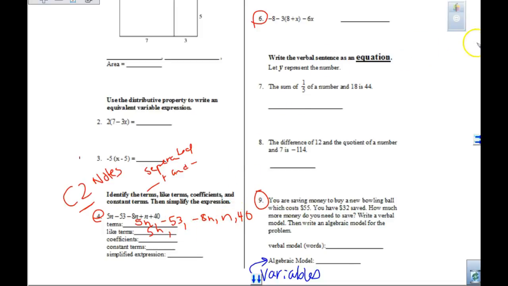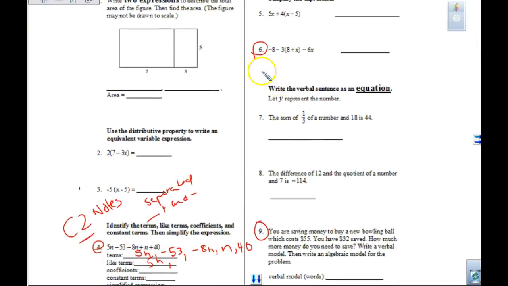All right. So when I look at number 6, and I'm simplifying one like this on my quiz, that means negative 8. I'm going to change my subtraction to adding the opposite. Plus negative 3 times 8 plus x, minus, I'm going to go plus negative 6x. Now I have some of you that go, you know, I don't need to do that.